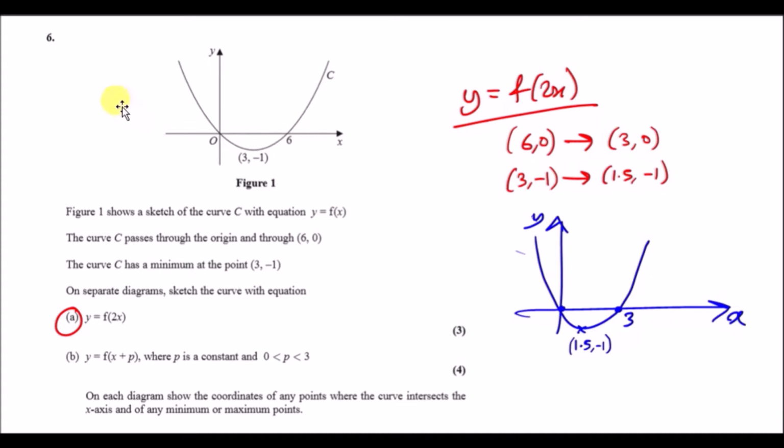All right, number 6. So we're given a quadratic looking curve, well, quadratic maybe, and it intersects at 2.06. Okay, it says the curve C passes through the origin and passes through (6, 0). The curve C has a minimum point (3, -1), so that's right at the bottom here. Now on separate diagrams, it wants us to sketch these two types of curves.